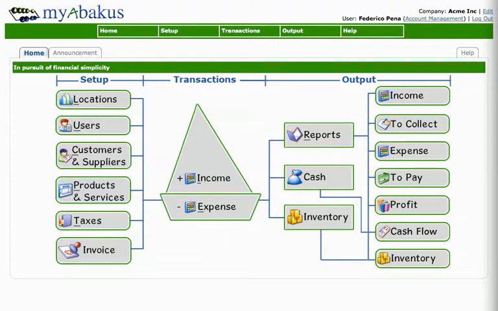Hi, I'm Federico, and with the help of Alex's macOS voice, I'm going to make you a quick demo of how to manage your cash flow using MyAbacus. We are in the demo company that we've been using for this video series.